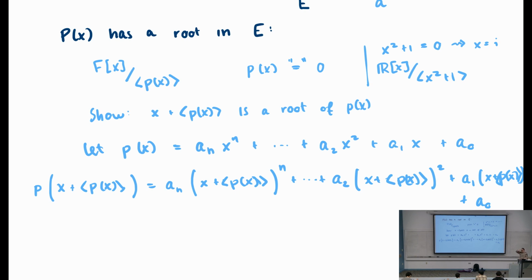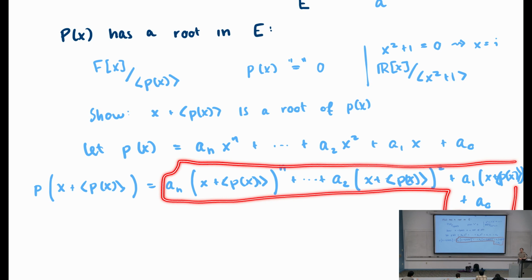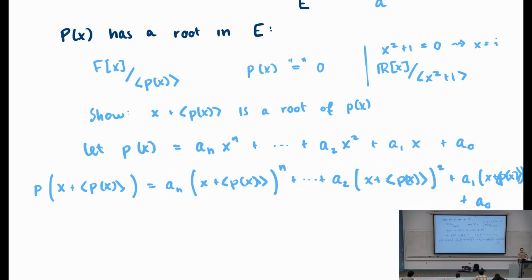Okay, yeah, let me just comment quickly. So where is all of this taking place? The coefficients of p live in F, but now we're plugging in something from E. So all of these operations are going to be taking place in E. So we're kind of conflating this number, which is an element of F, with the corresponding element in E.